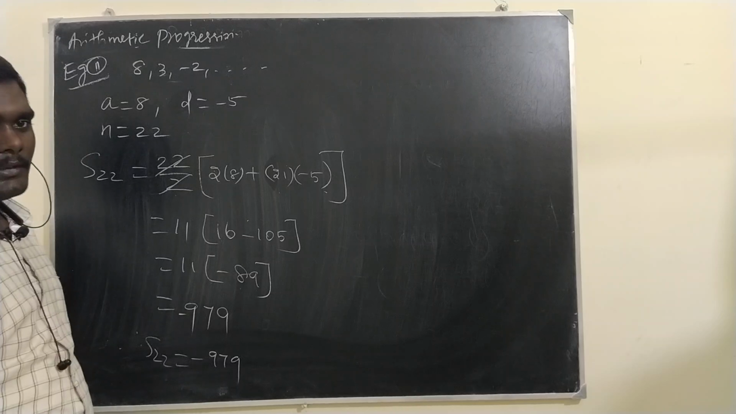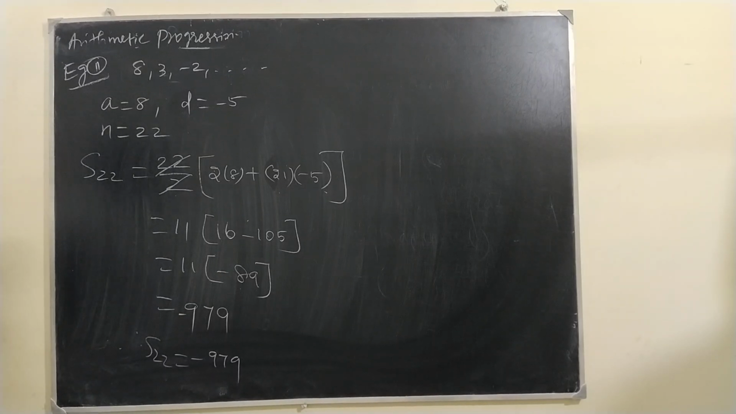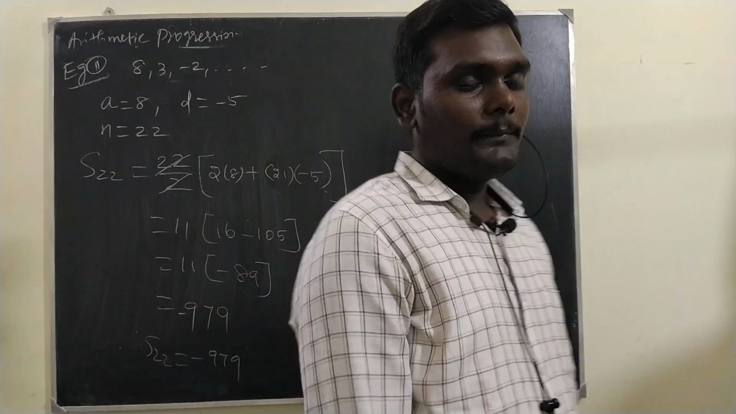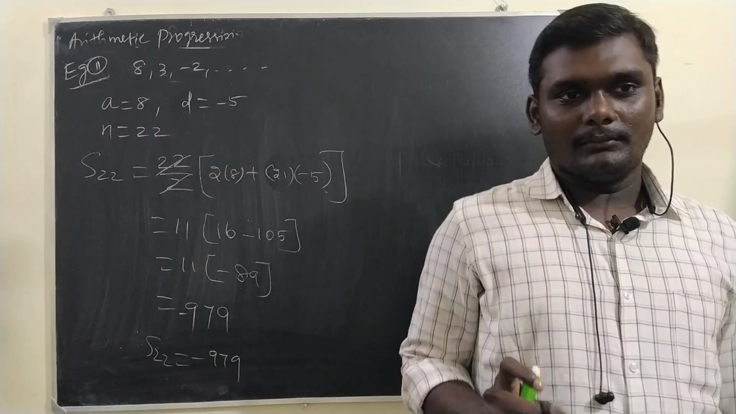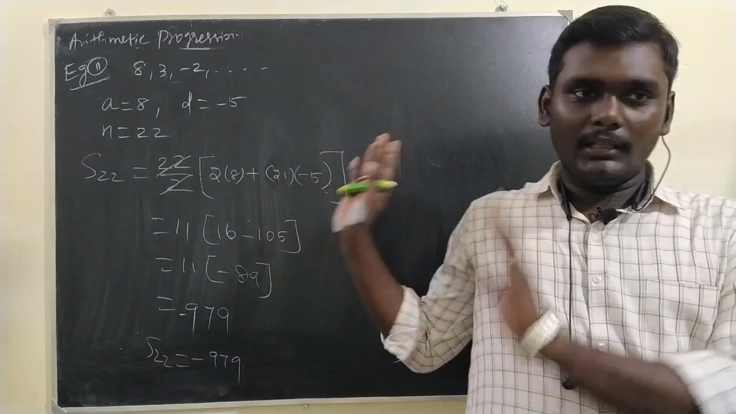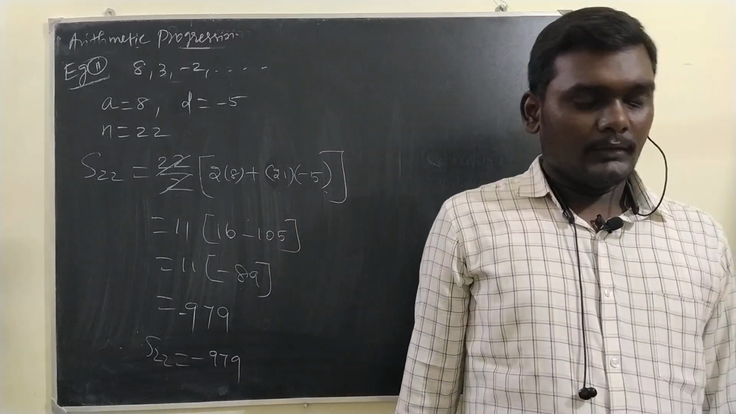Therefore the sum of first 22 terms. The sum of first 22 terms. Keep that in mind. First term to 22. Then only this formula is applicable. Okay.